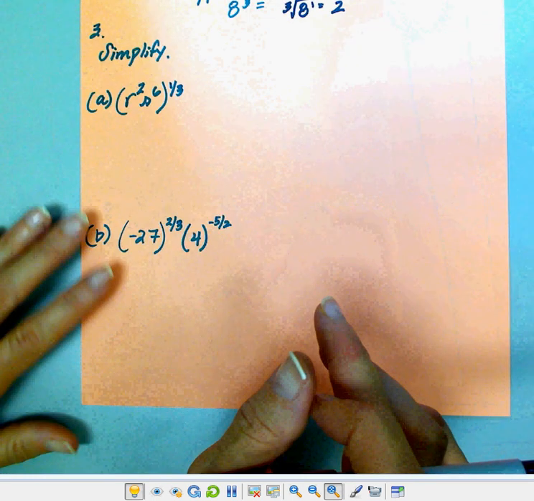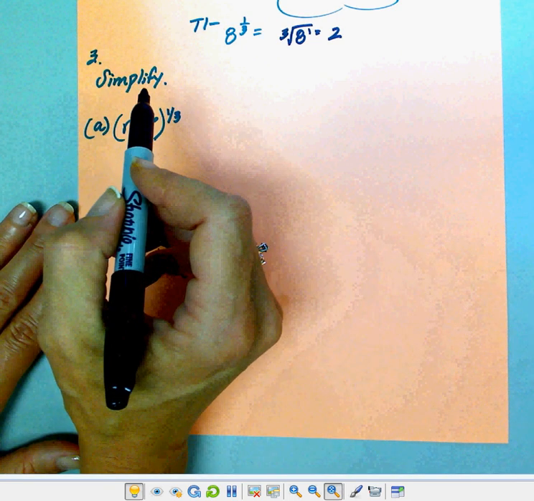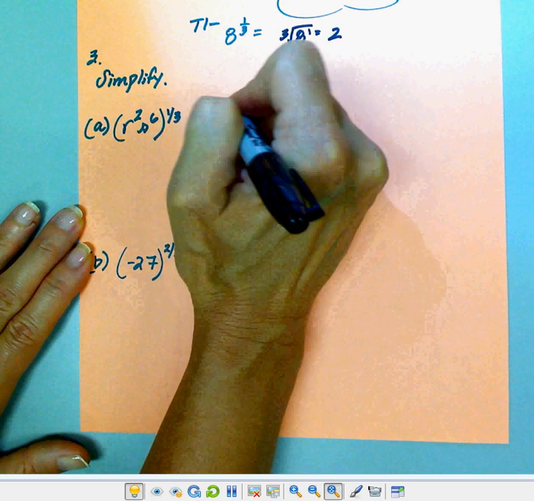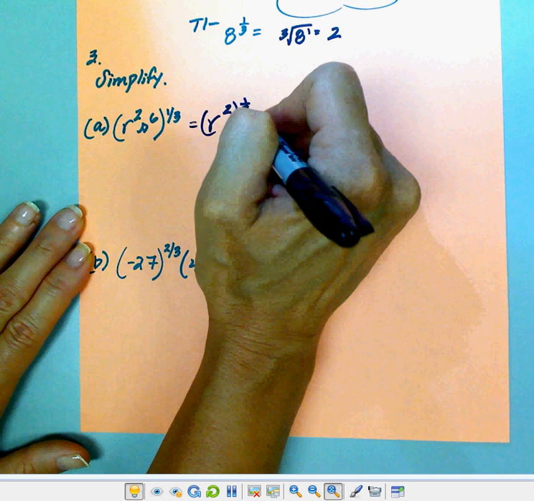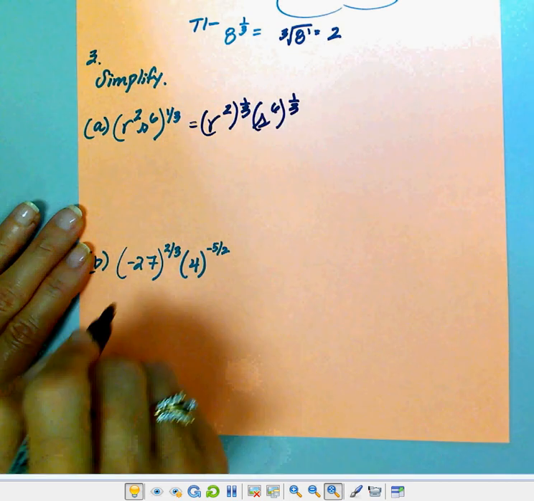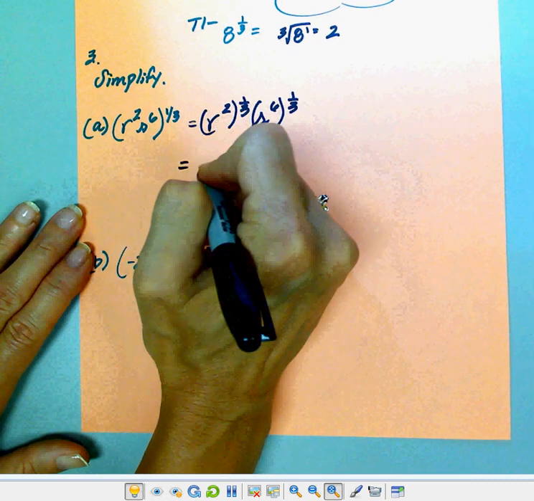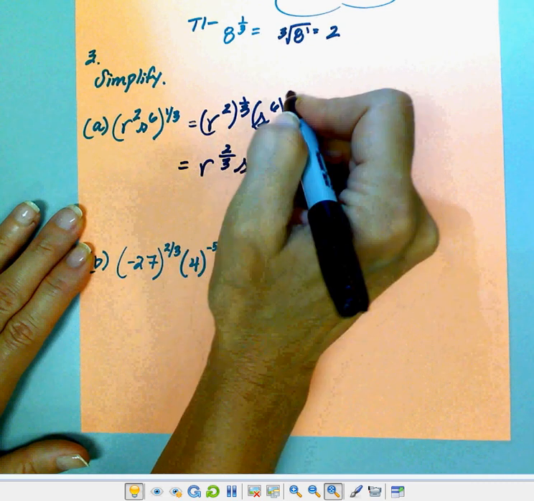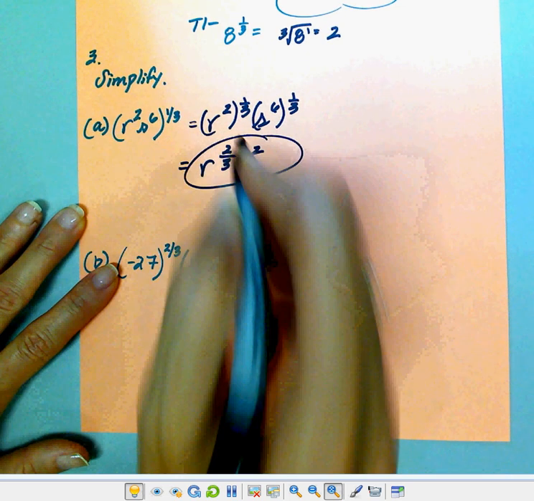Okay, my last 2 examples in this video. So here we're going to take everything to the 1/3 power. So we have r squared to the 1/3, and we have s to the 6th to the 1/3. When we have powers of powers, we know to multiply those. So that gives me r to the 2/3, s to the 6/3, which simplifies to just s squared.